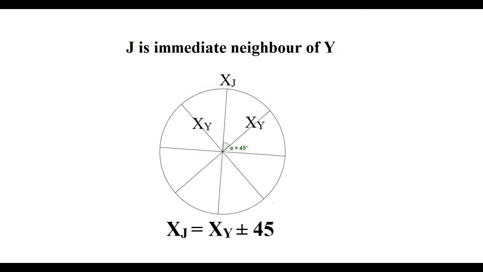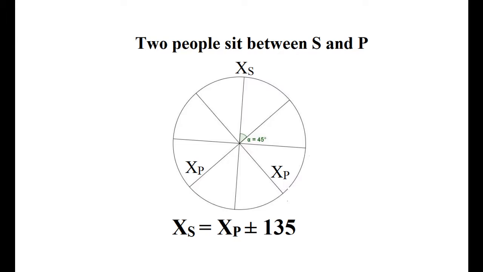Remember guys, whatever is written outside the circle is the point that we are confirmed of, and whatever is written inside is the point which we are doubtful of. Let us now look into this example in which two people sit between S and P.